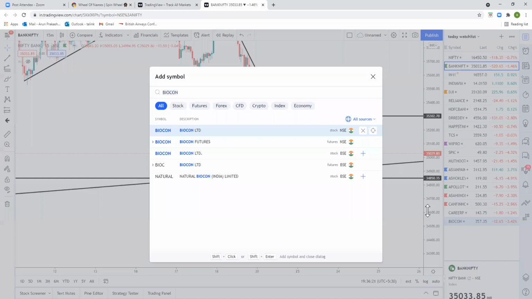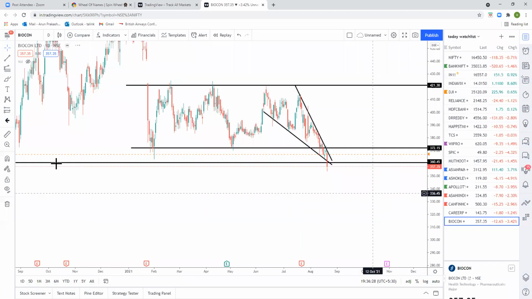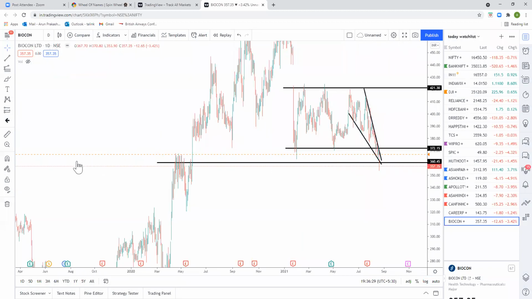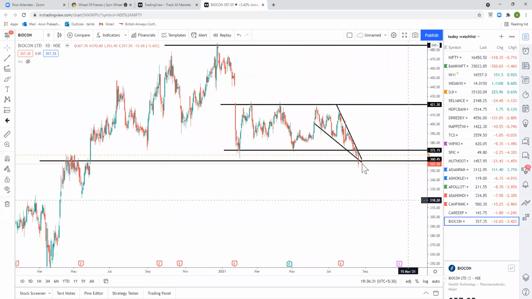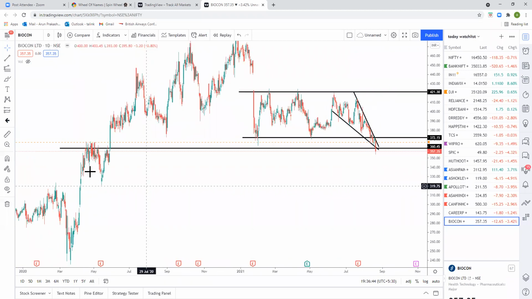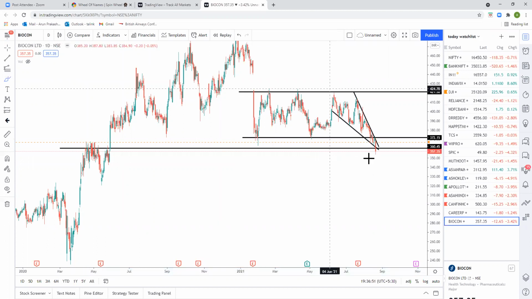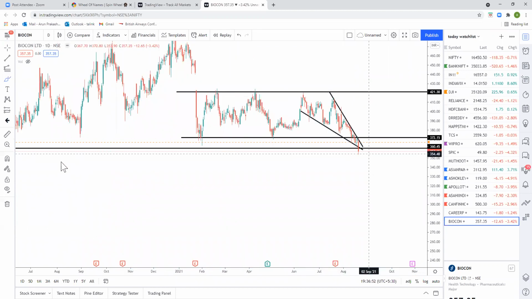Okay. So Biocon, this is the pattern I have in Biocon. This is a zone of support, the previous resistance, which would be acting as a support. So I would not advise you to take any short positions currently because it can very well reverse from any of these places. The risk reward wise, it's not favorable in Biocon. So don't go short.